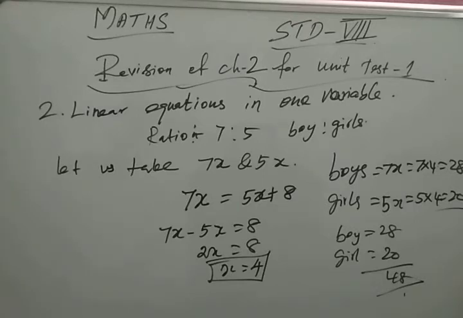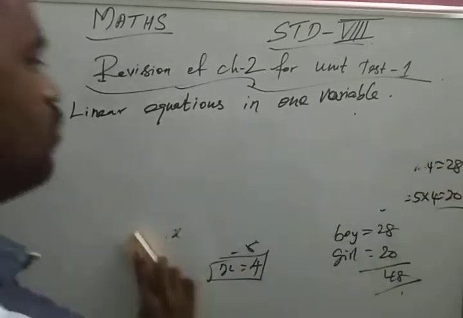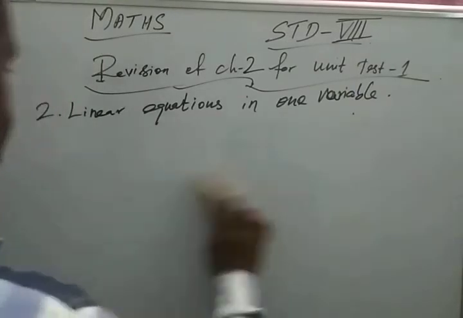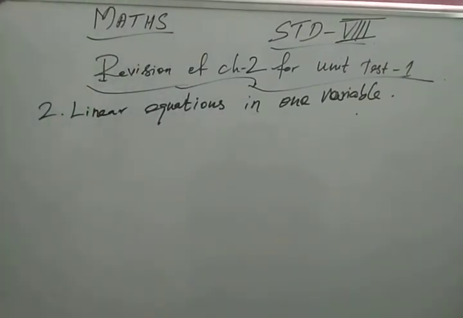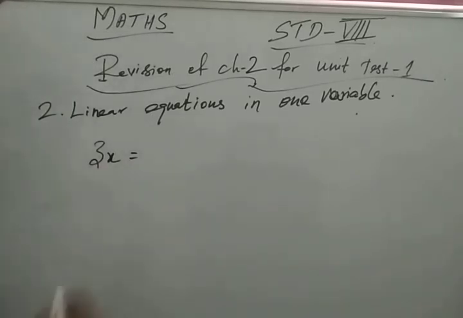The third exercise is based on the same, only one variable they have given, but it is given on both sides. According to that we have to do. They have given the first one: 3x is equal to 2x plus 18.